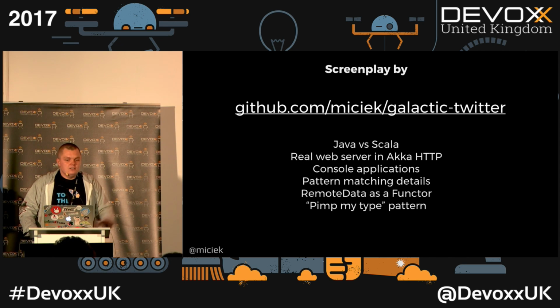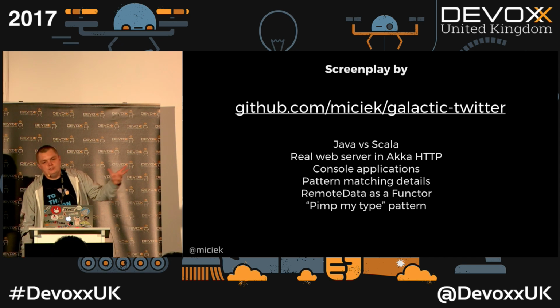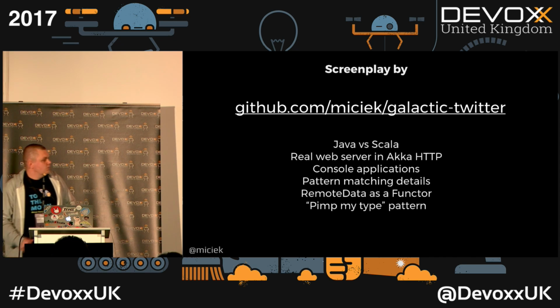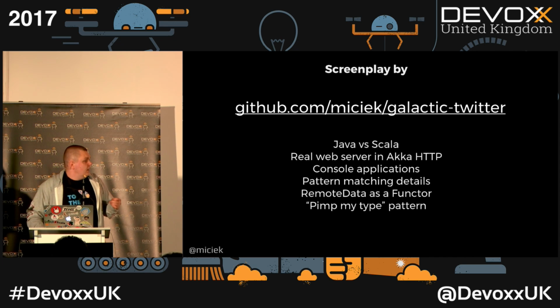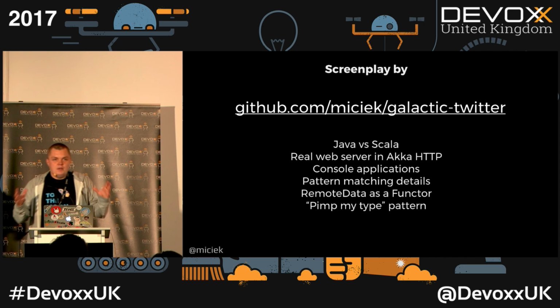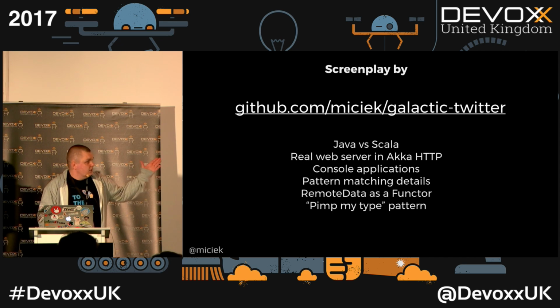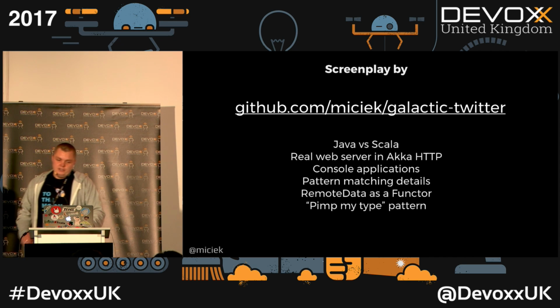In Java, there's more code than I showed. And remote data as a functor, so you can see why we need a functor and why remote data can be one. And of course, the pimp my type pattern in Scala, which is adding methods to existing types. Please go there, have a look, play around. The README is very nice. I explained all the six problems I showed you in the presentation there, and they are in the comments.